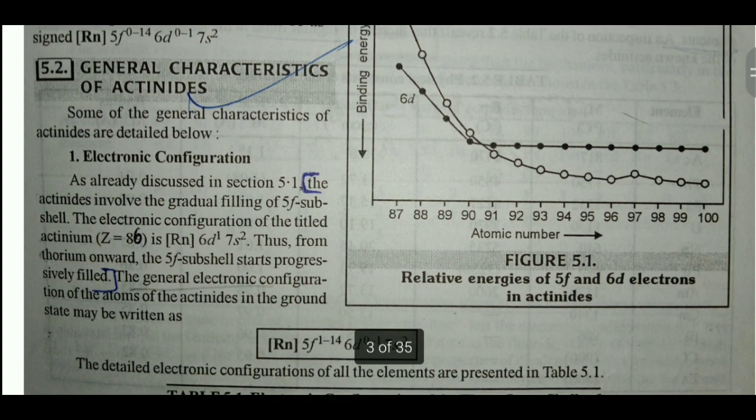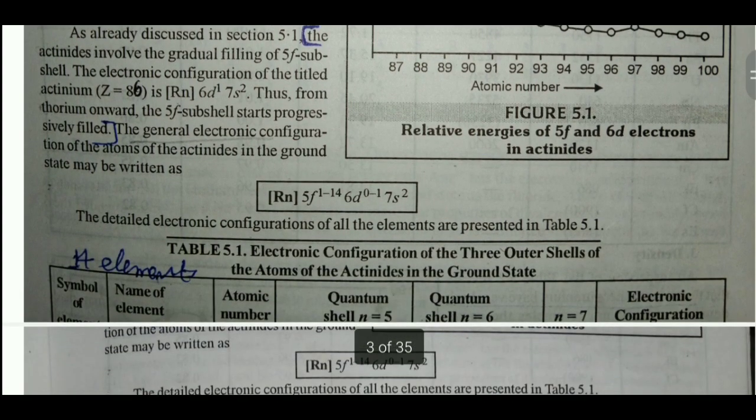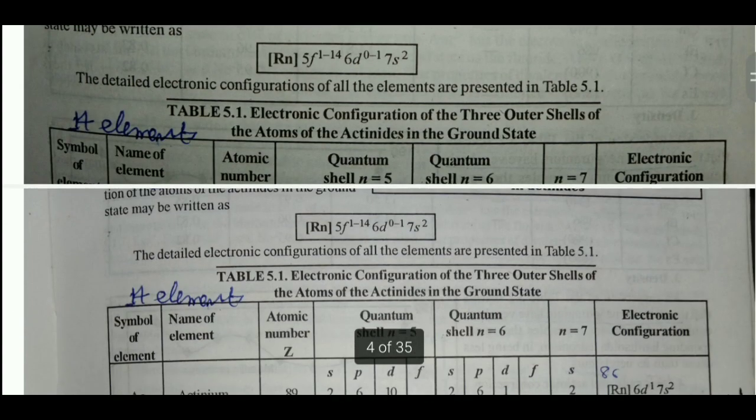General characteristics of actinides. Some of the general characteristics of actinides are detailed below. First, electronic configuration. As already discussed in section 5.1, the actinides involve the gradual filling of 5f subshell. The electronic configuration of actinium, Z equal to 89, is Rn 6d1 7s2. Thus, from thorium onward, the 5f subshell starts progressively filling. The general electronic configuration of the atoms of the actinides in the ground state may be written as Rn 5f 1 to 14, 6d 0 to 1, 7s2. The detailed electronic configuration of all the elements are presented in table 5.1.